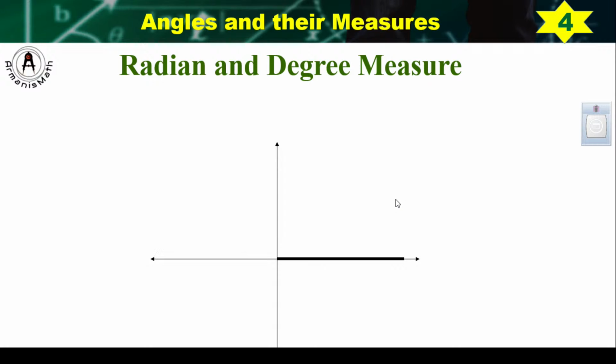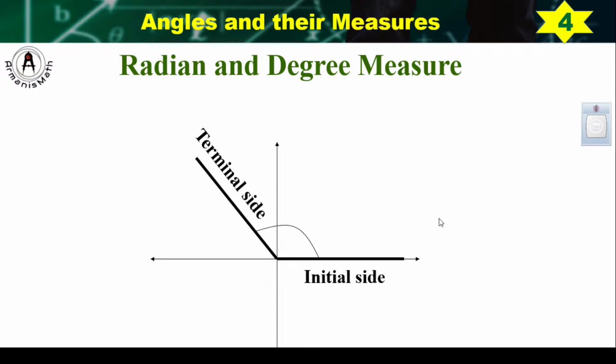So in measuring angles, you have to have something called the initial side. That's where you start. And then there's a terminal side, the one that you terminate your angle at. Remember that the default rotation is counterclockwise, against the clock.